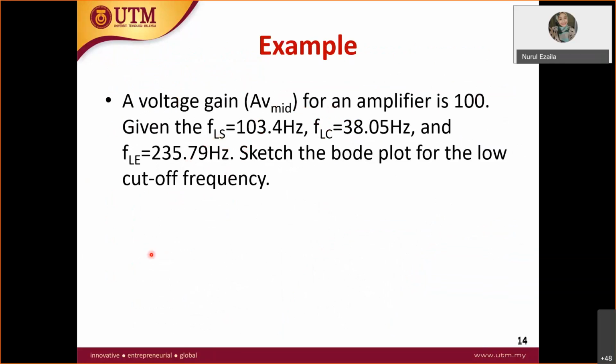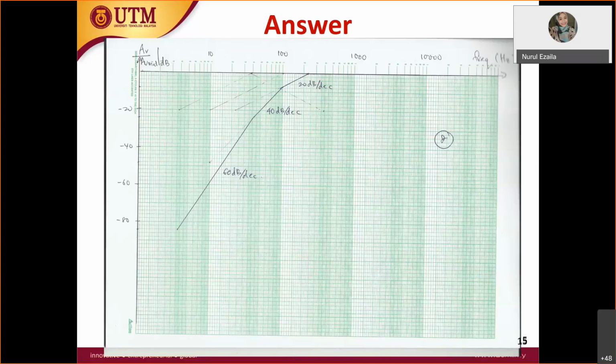The first value is 10^3 hertz, and this is the second and third value. So you will be drawing starting from the high to the low, from FLE to FLS to FLC. So this is your Bode plot. You need a ruler and everything over here, but I try to explain my best, just for you to understand.